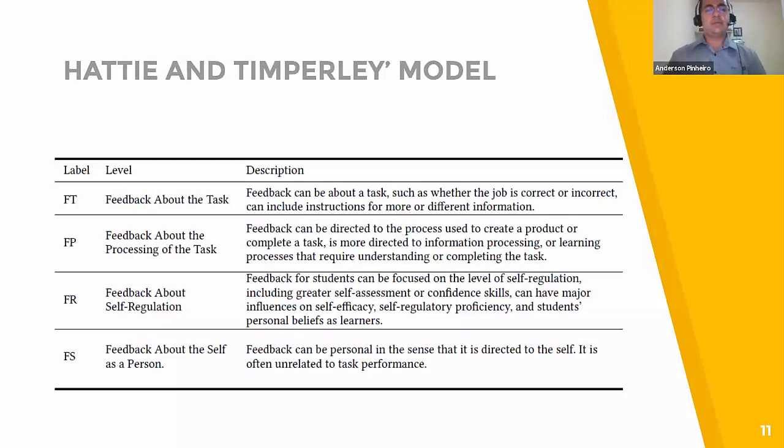Here we have the Hattie and Timperley model, which has four levels of feedback. The first is feedback about the task, and we use the label FT. The second is feedback about the processing of the task, and we use the FP label. The third is feedback about self-regulation, and we use the label FR. And the last is feedback about the self as a person, and we use the label FS.